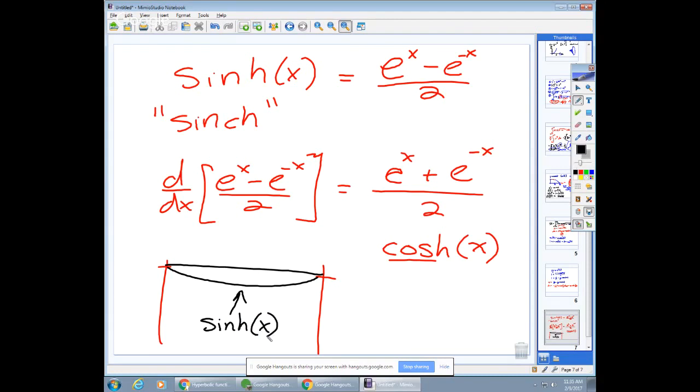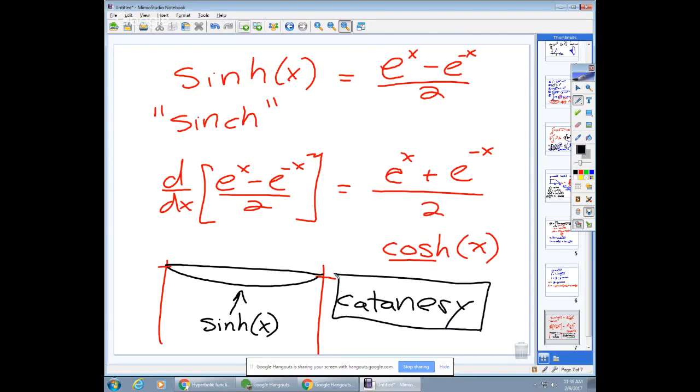Just like a parabola comes from a quadratic equation, the name of the shape is parabola. The name of the shape that gravity causes chains and chords to settle into is called a catenary. Okay, so if you graph a hyperbolic sine or cosine, we call that shape a catenary. Some people call it a catenary, however you want to pronounce it. But that's the shape. So we'll take a closer look at those later.